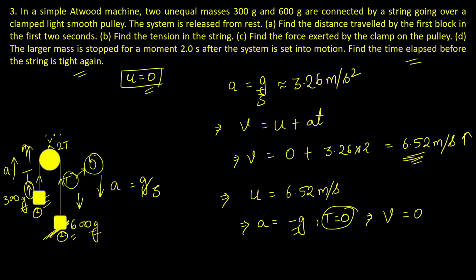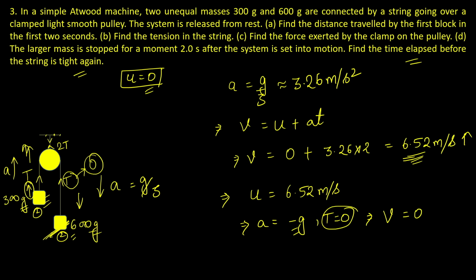I am saying that the first mass is moving with 6.52 meters per second velocity just before the bigger mass is going to be stopped. So from there onwards, for the first system, it is going to move again after 6.52 meters per second, because nobody is stopping it. Only the tension is becoming 0 because of the stoppage of the bigger mass. And so now the acceleration of the first system is minus g, in the negative direction, because that is the only force acting on this first system now. So it is going to continue its motion till its velocity becomes 0.